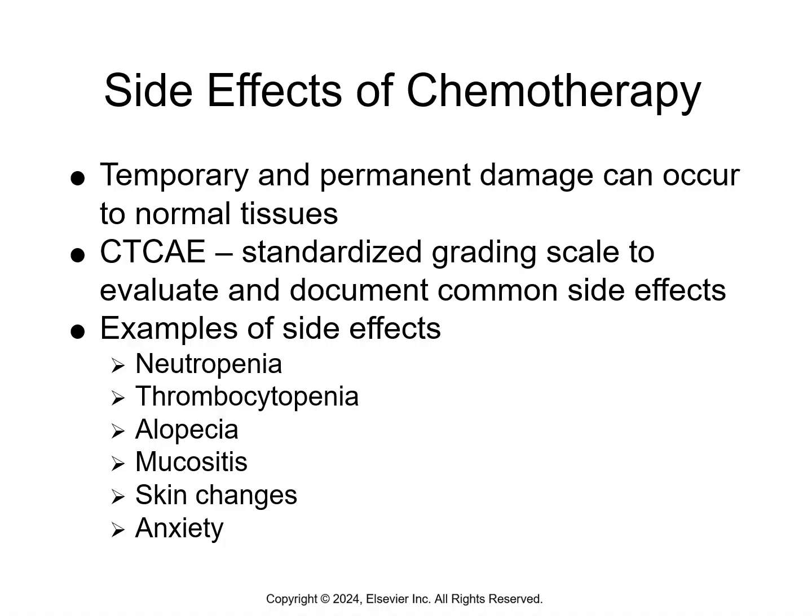Common ones are neutropenia, thrombocytopenia, alopecia, mucositis, skin changes, and anxiety. The CTCAE scale is a standardized system used in oncology to grade the severity of side effects. So the most dangerous chemo side effect is not hair loss, it's infection from neutropenia.